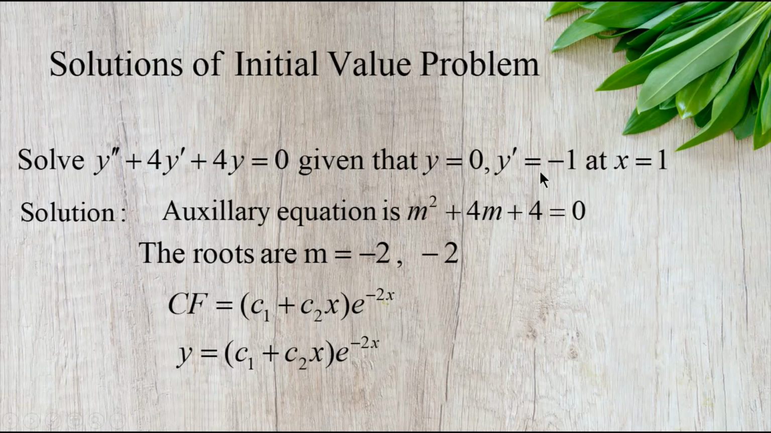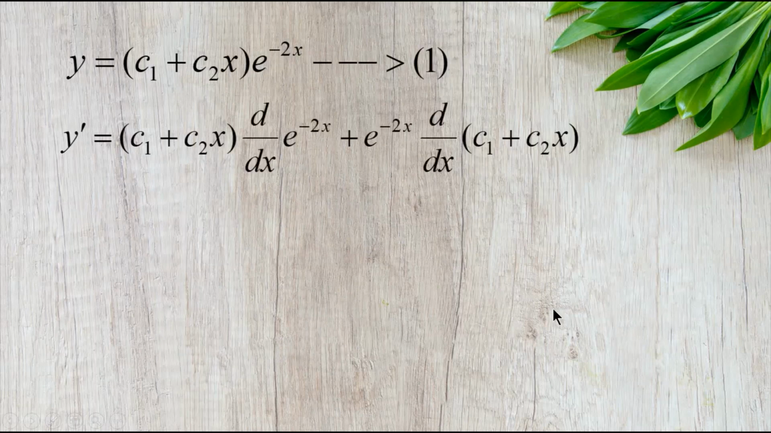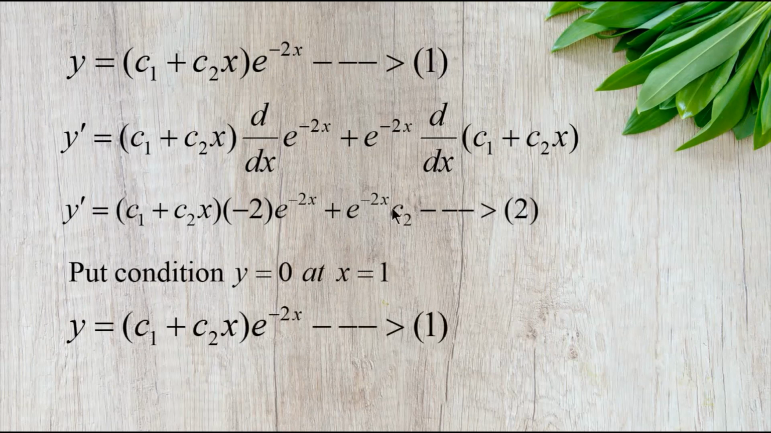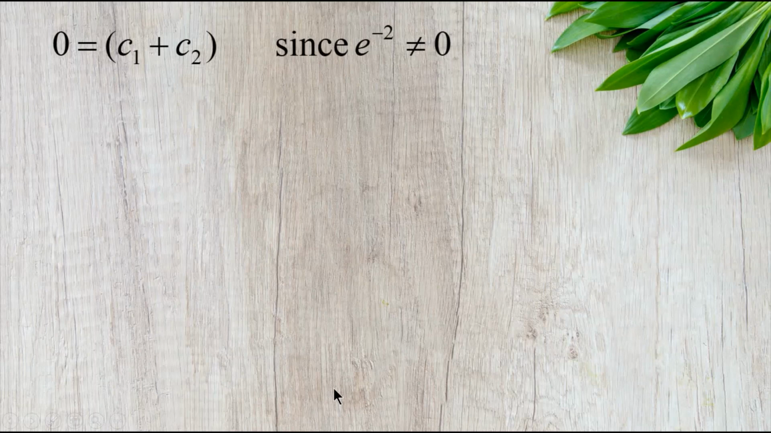In these conditions, it is necessary that we find the derivative of y. That is the reason we are going to find the derivative of y in the next steps. After differentiating, you can name that as equation 2. Now let us substitute the first condition into equation 1. Put y = 0 and x = 1 in equation 1. So you will get (C1 + C2) e^(-2) = 0. But you know e^(-2) is never 0. Therefore, C1 + C2 = 0.